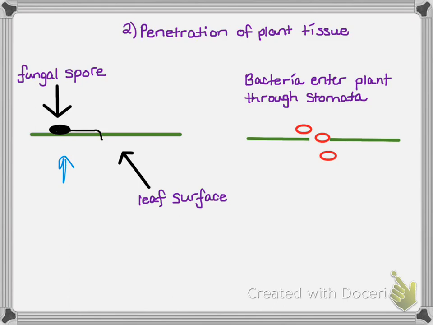Bacteria and viruses, however, cannot penetrate plant tissue directly. They have to passively enter the plant. So for example, bacteria, right here, can enter the plant through stomata, which are tiny openings on the undersides of the leaf. Additionally, bacteria and viruses can enter leaves through wounds.